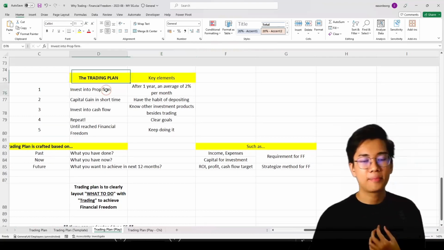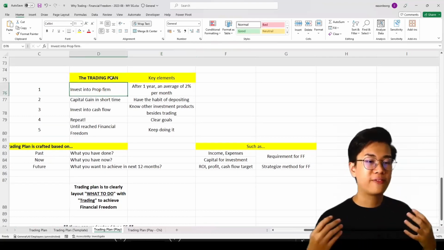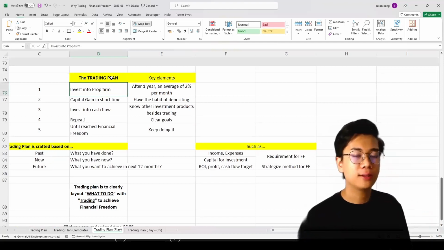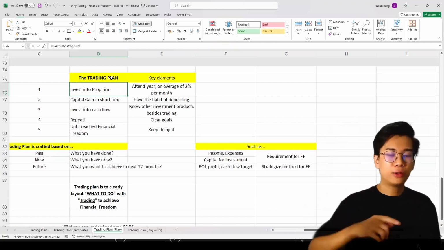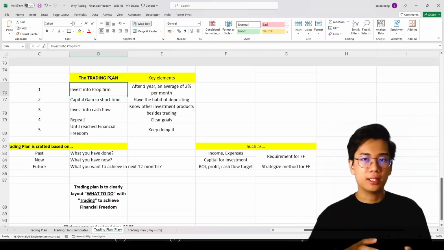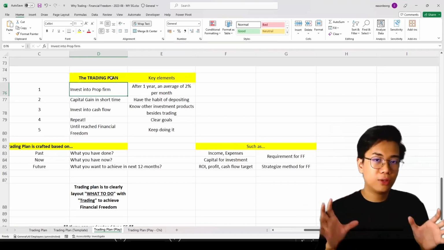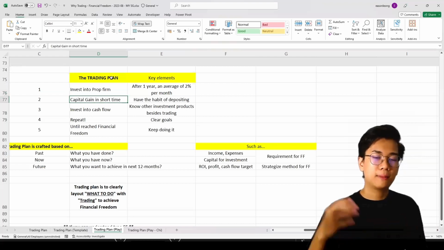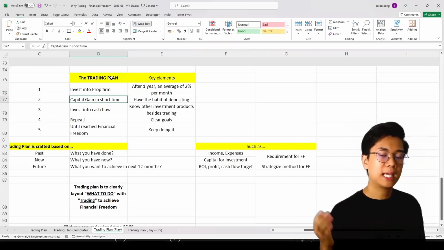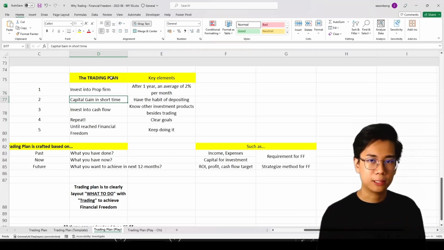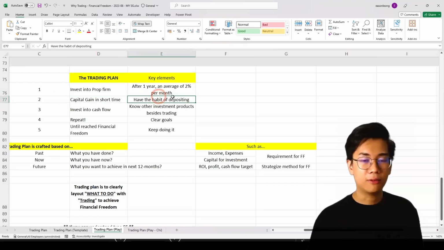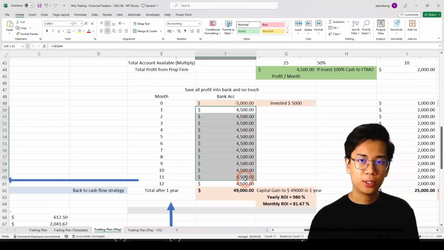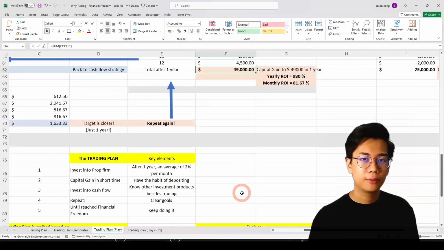So this is my way. In order to reach financial freedom, first thing, of course, start to plan to invest in the profit. After one year, make sure that you have an average of 2% per month. Just make sure that in a short time, capital gain as fast as possible, and have the habit of saving money as a deposit. Like what I said, just continue to trade, just save the money will do.